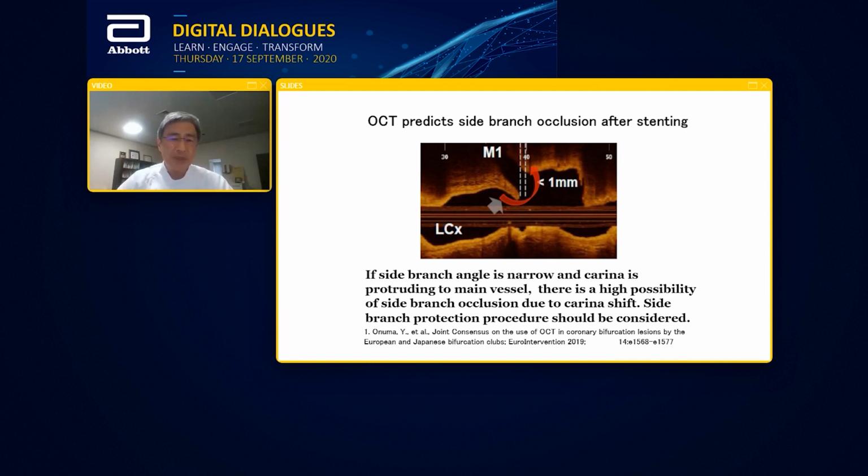And OCT predicts side branch occlusion after stenting. If the side branch angle is narrow like this and the carina is protruding into the main vessel, there is a high possibility of side branch occlusion due to carina shift, and a side branch protection procedure should be considered.